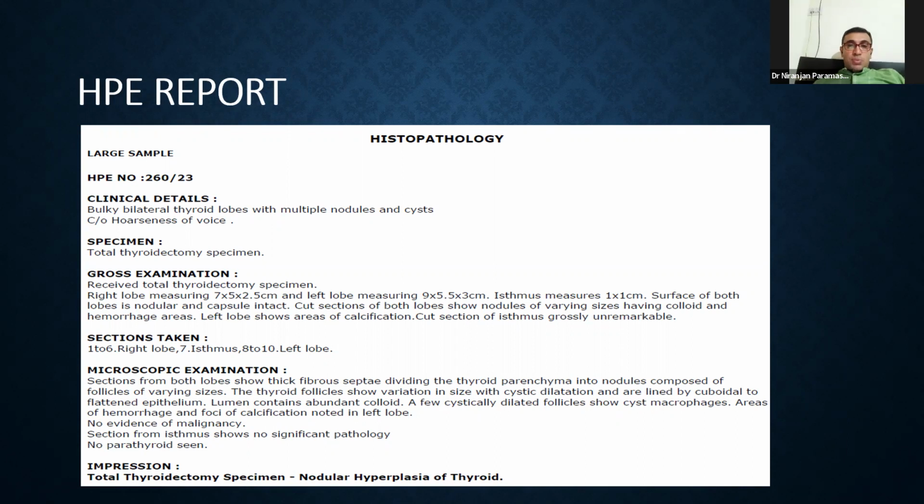Anybody else has any doubts before we conclude? No, sir. If there are no doubts, I think we will conclude. I'll just mention, the histology is here. It's multinodular goiter. The serum calcium level, which I checked because we had done a total thyroidectomy, is normal. The patient is fine, we removed the drain, and she's doing well. That is all I need to add.